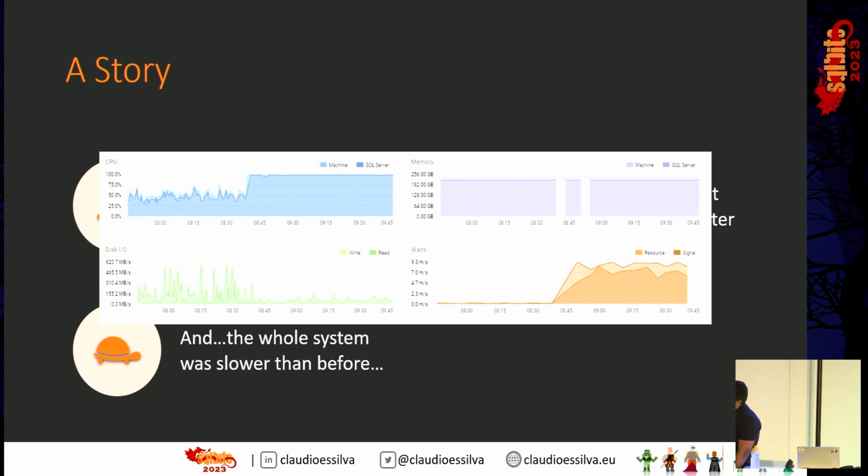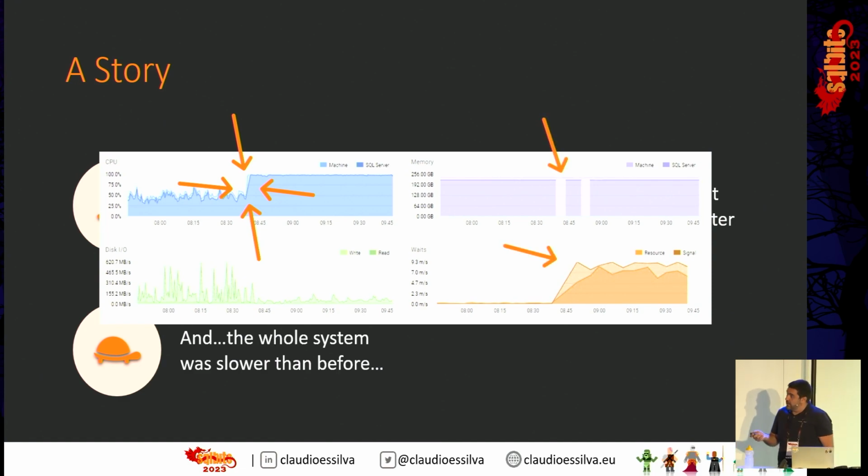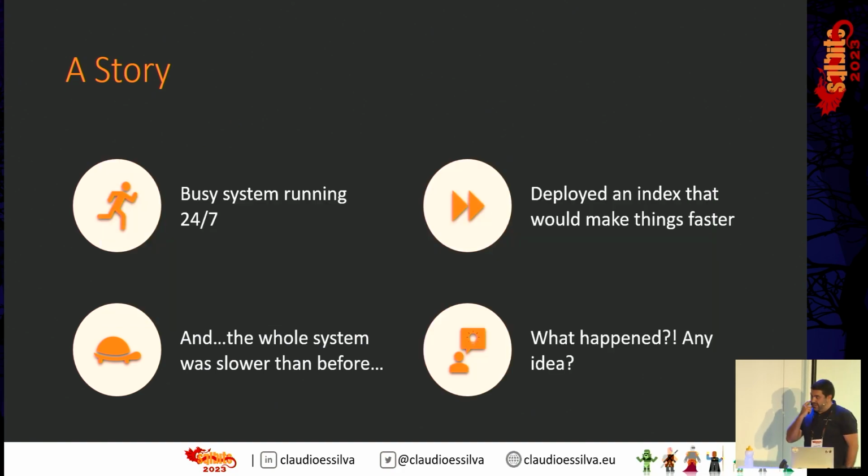So here you can see where the problem appeared. CPU went to the roof, and you can also see that some metrics at some point could not be collected, and the wait stats on the system also went to the roof. So the question is, what happened? Any idea what you think happened here?